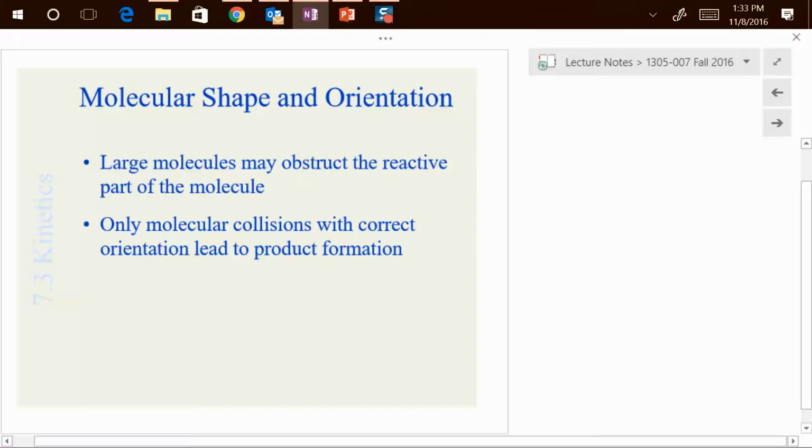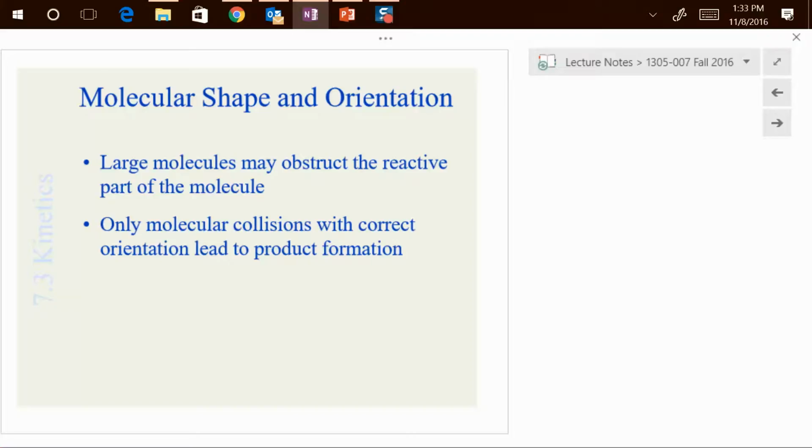Okay, so larger molecules may obstruct reactions. Only molecular collisions with correct orientation lead to product formation. Okay, so this is important. You can't have a chemical reaction occurring without the correct orientation.